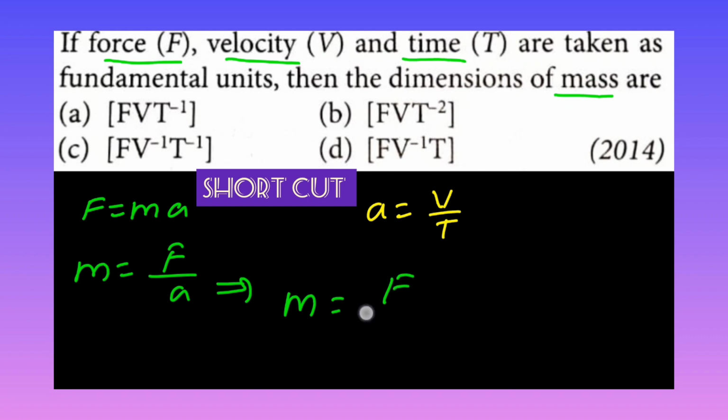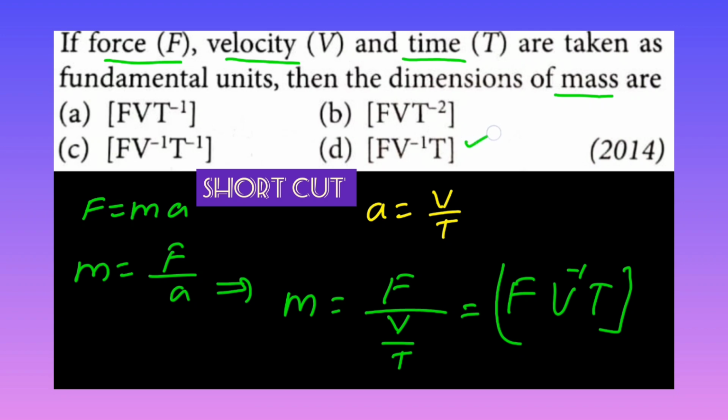mass is equal to force, acceleration is equal to change in velocity by time. You can write this as F, T comes to the numerator, V power of minus 1. So like this, this is going to be the answer. So D is your correct option. Hope you have enjoyed this method.